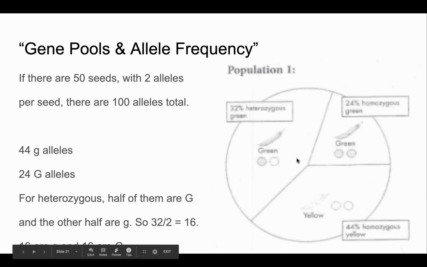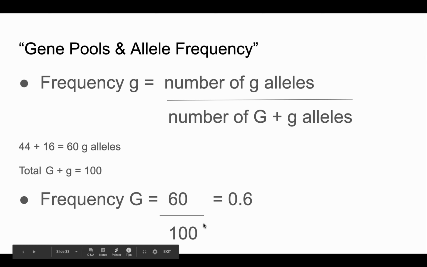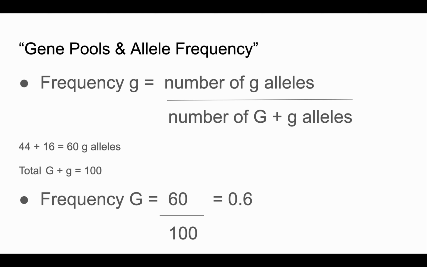Then we also have to add the half of our heterozygous. Remember that's 16. So 44 plus 16 is 60. So there's 60 little g's. That goes in our numerator, the top of our fraction. We're going to divide that by the total big G and little g, which was 100, because remember, we said there was 50 individuals in this population. Each individual has 2 alleles, so 50 times 2 alleles would mean 100 total alleles in the population.